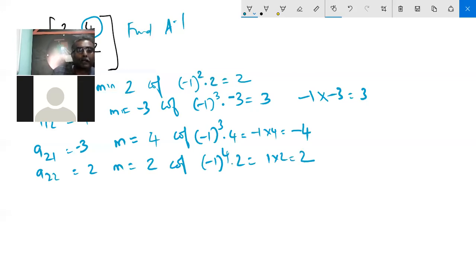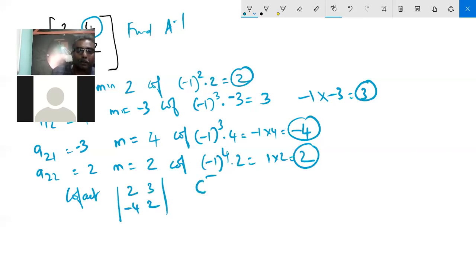Now the cofactor matrix is ready. The cofactor matrix is 2, 3, -4, 2. So what is its transpose?